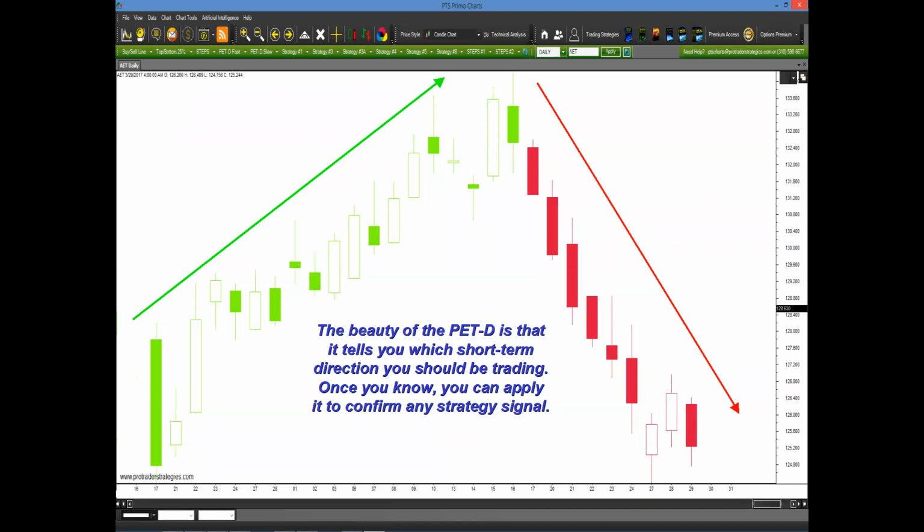Remember, this is a translator. It does not predict how high or how low something will go. It doesn't pick the top or bottom. Doesn't tell you exactly where to buy or where to sell. It simply translates what the market wants to do on a tick-by-tick basis.